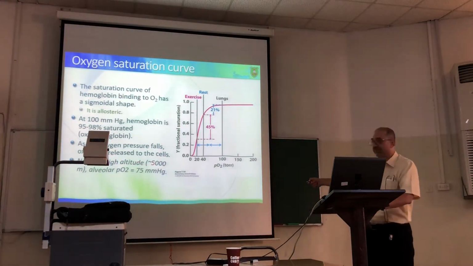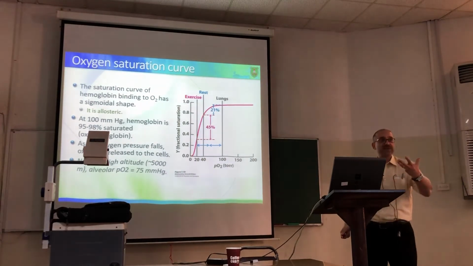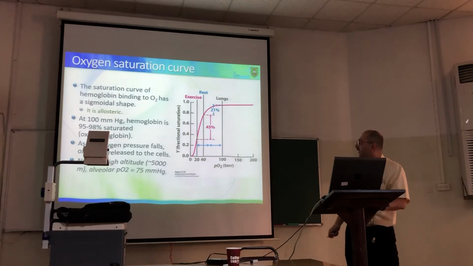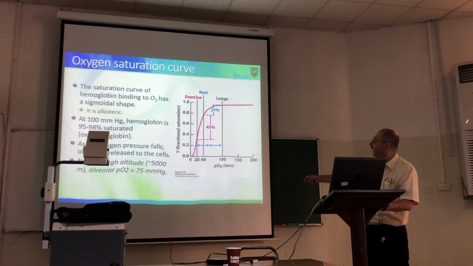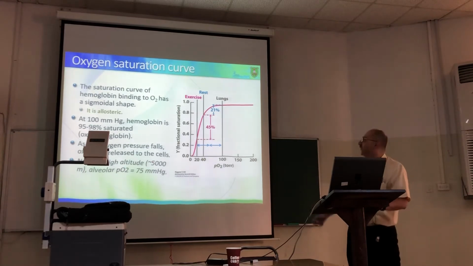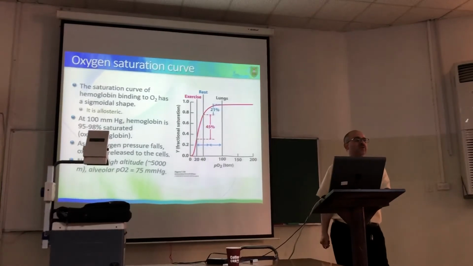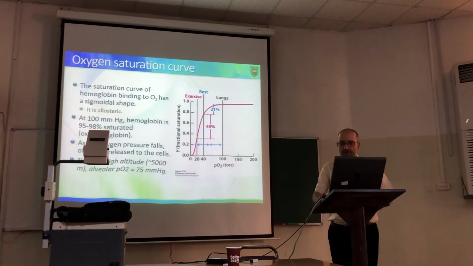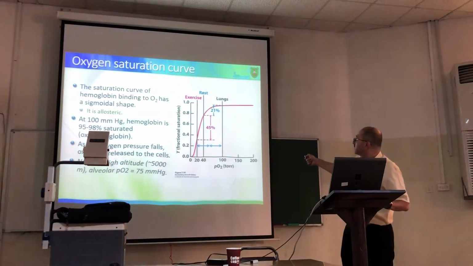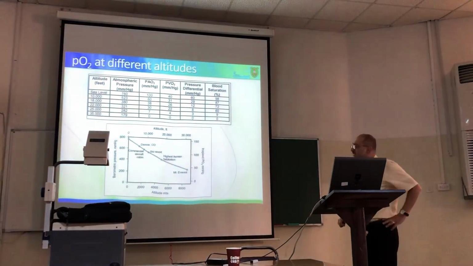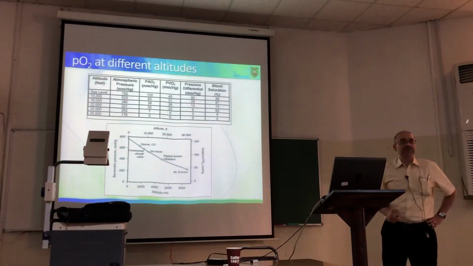At high altitudes, when the pressure of oxygen goes down, at about 5,000 meters above sea level, the amount of alveolar oxygen is about 75. So about 75, which is right here, the level of saturation of hemoglobin is about 90%. Still, hemoglobin is mainly saturated, which is good. This is not for you to memorize, but to understand.